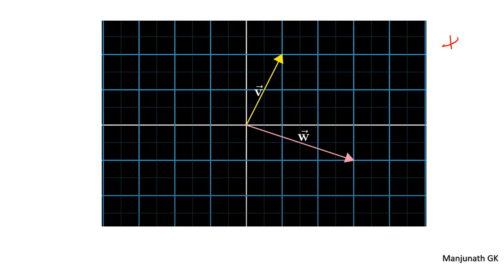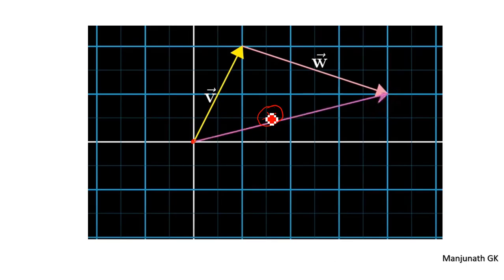So here the vector v and vector w are given. Move this vector w such that its tail should be in contact with the head of v. While moving, we should maintain parallelism for this vector w. Once it touches the head of the vector v, then write one more vector. It should start from the tail of the vector v and it should end at the head of the vector w. That is done here. So this vector is the addition result of vector v and vector w.